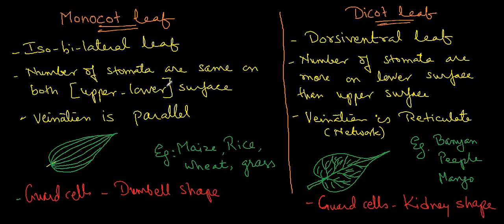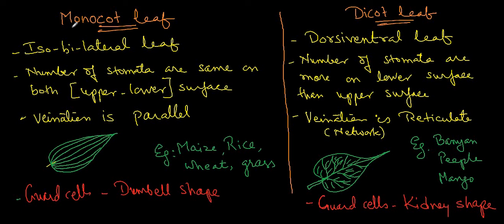So these are the differences between monocot and dicot leaf. I hope you understood. This is about like a 2 marks question. What is another name of monocot leaf? Isobilateral leaf, where the number of stomata remains same on both the surfaces, while dorsiventral leaf, dicot leaf, has more number of stomata at the lower surface, ventral surface. Here venation is parallel, here venation is reticulate, here guard cells are dumbbell shaped, while here guard cells are kidney shaped. Okay, let us move on to an experiment.